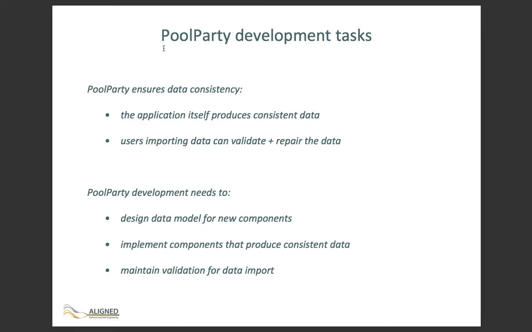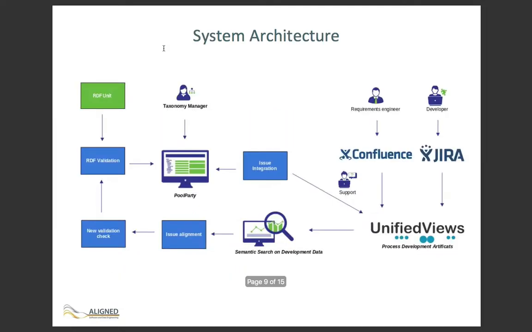User-imported data in PoolParty is validated and repaired using a PoolParty component. When implementing a new component in PoolParty, the developer needs to design a data model and implement components that produce consistent data. This diagram shows the system architecture of the PoolParty use case. The RDF validation is based on RDFUnit and integrated into PoolParty to support data consistency for the application by providing constraint checks and repair strategies.